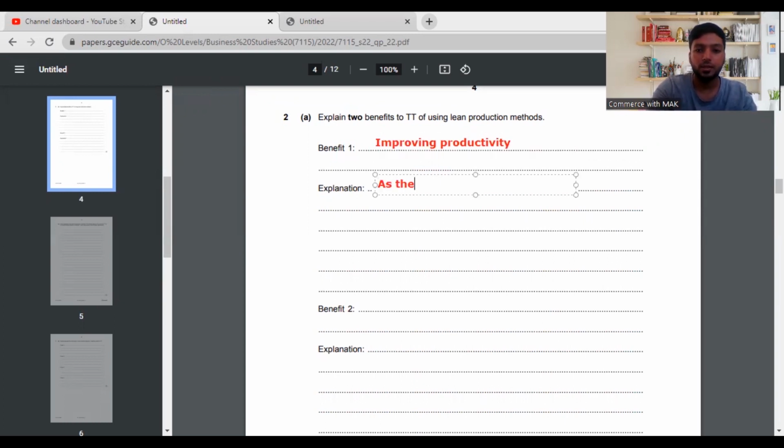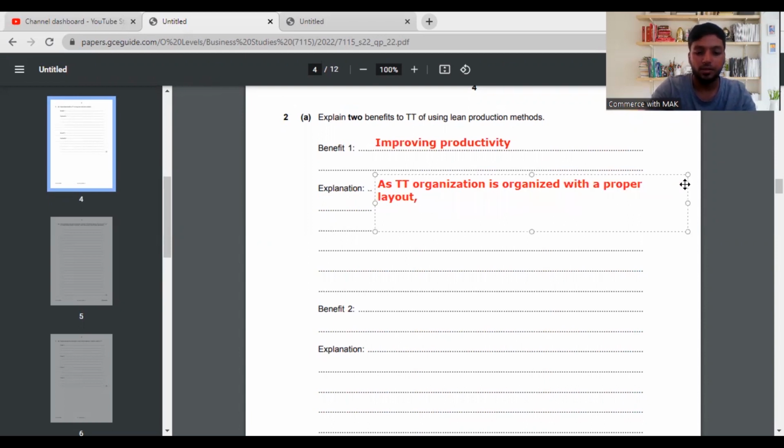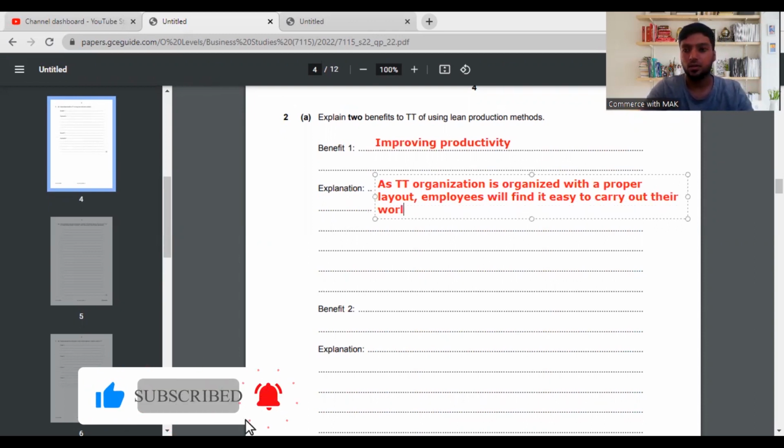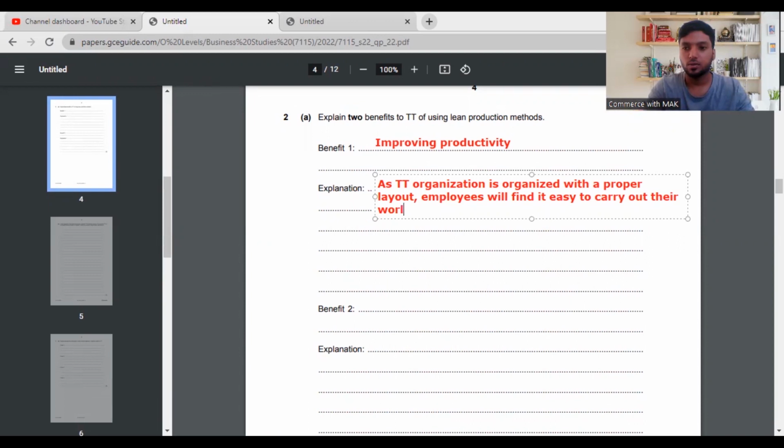So you can write as the company, or TT, you can say as TT organization is organized with a proper layout, employees will find it easy to carry out their work. Okay, so then we can write the work. So employees will find it easy to carry out their work.